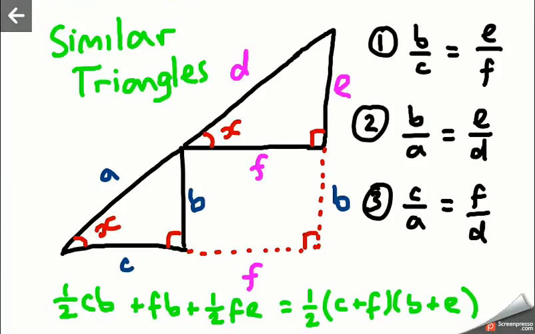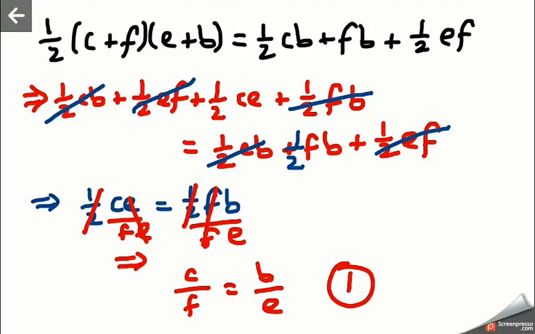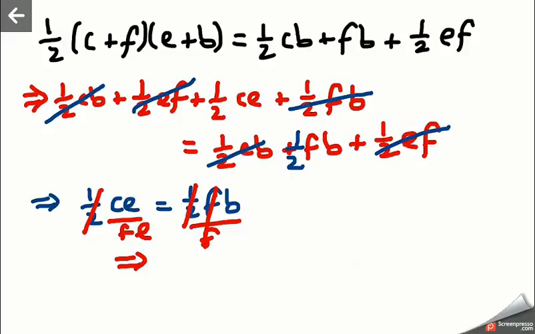Well, B divided by C equals E divided by F. Is that what we have? We've got B divided by E equals C divided by F. Whoops. Better go back a bit. Oh, these halves can stay.